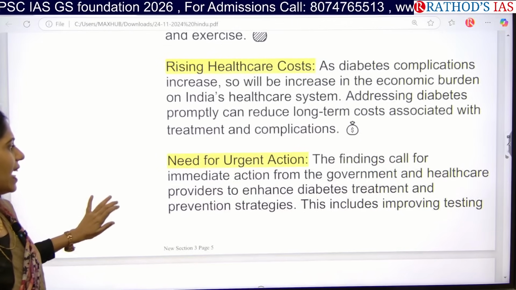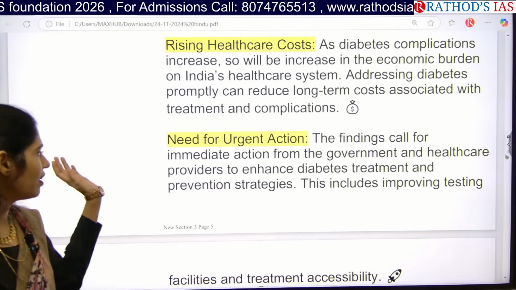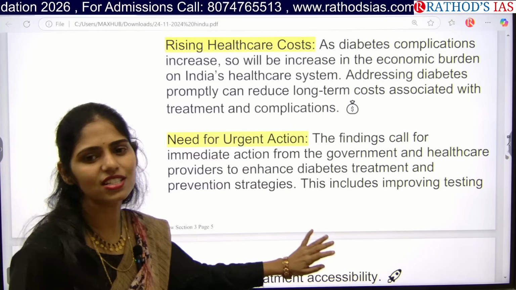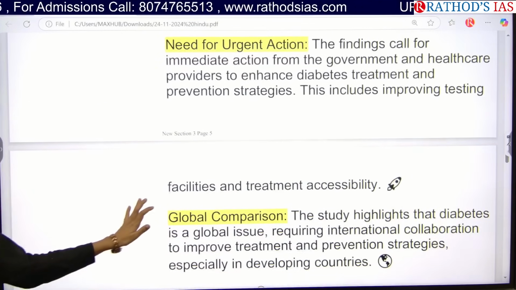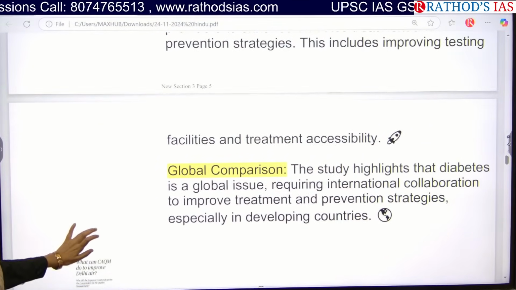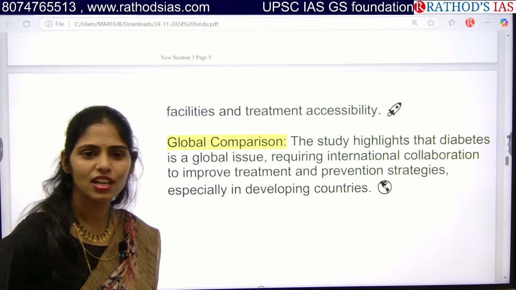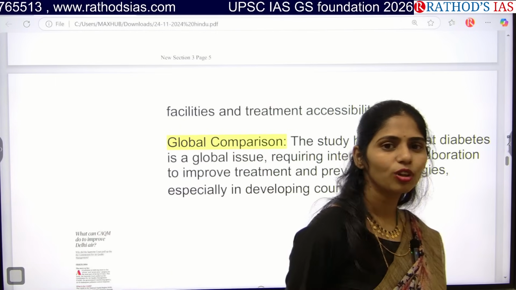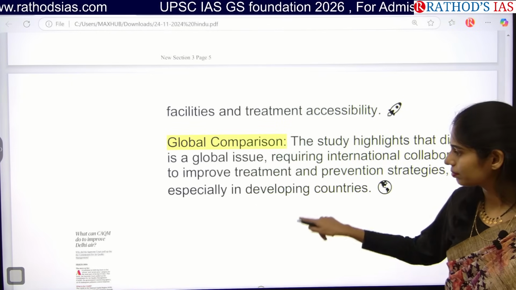So this article is saying that we need to take some urgent action from the government side and from healthcare providers, to enhance the treatment of diabetes as well as prevention strategies. We have to improve testing methodologies as well as treatment accessibility. And we need international collaboration to improve treatment and to share standardized global testing methodologies as well. So this is about this topic.